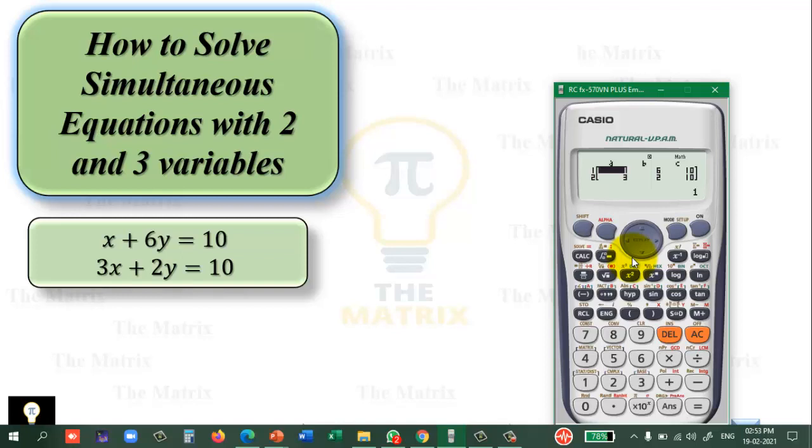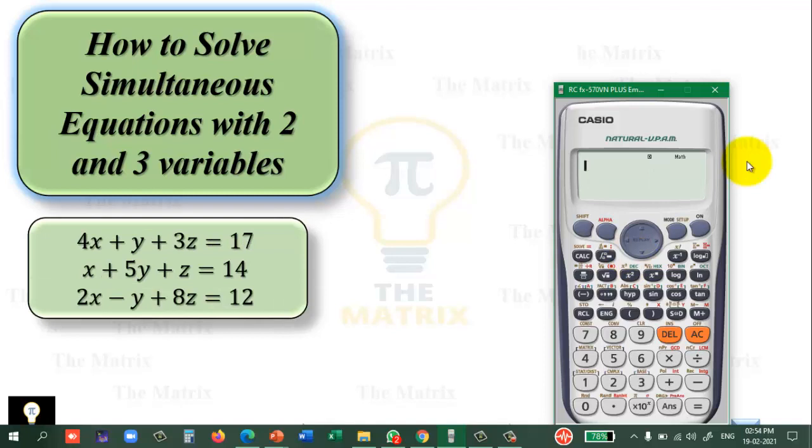Now let's see how to solve simultaneous equations with three variables. Here we have three equations in three unknowns x, y and z. So how to put these equations into the calculator? Again we need to go to mode, then select the equation mode by pressing 5. Then this type of equation is of the second type, that is x, y and z, three variables. So we will push 2.